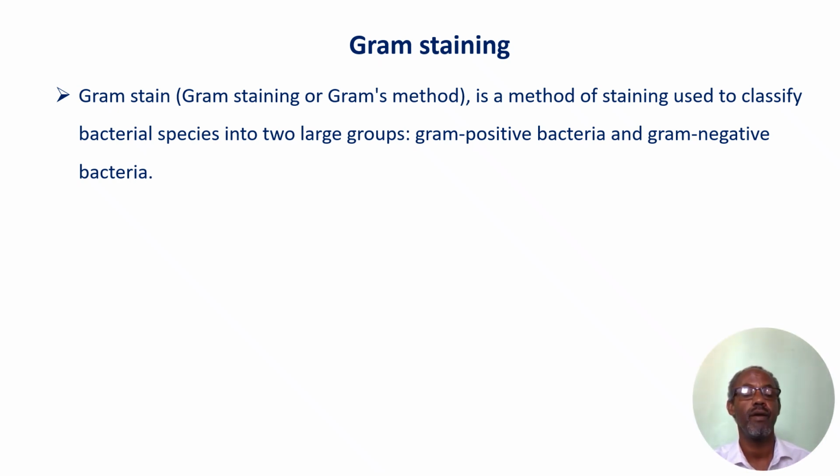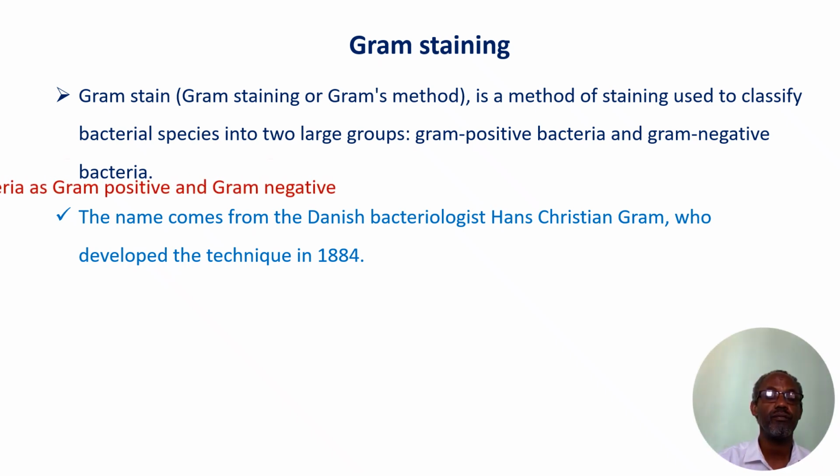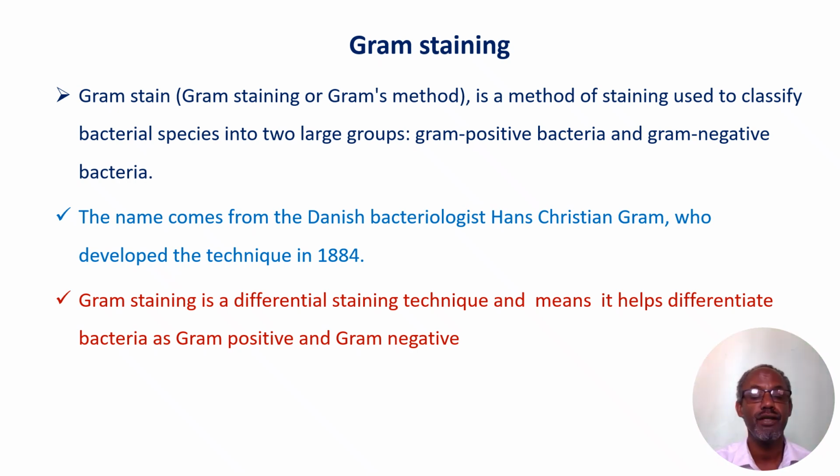This tells indirectly about their gram reaction. Their difference in cell wall is the result of the difference in gram staining. We shall see. The name comes from the Danish bacteriologist Hans Christian Gram, as I've tried to show you on the last slide, who developed the technique in 1884. Gram staining is a differential staining technique, which means it helps differentiate bacteria into two categories, gram-positive and gram-negative. Let us see what we do in gram staining.